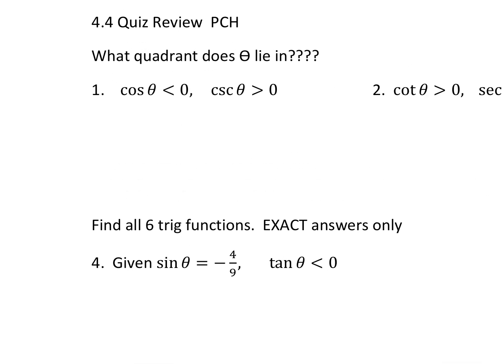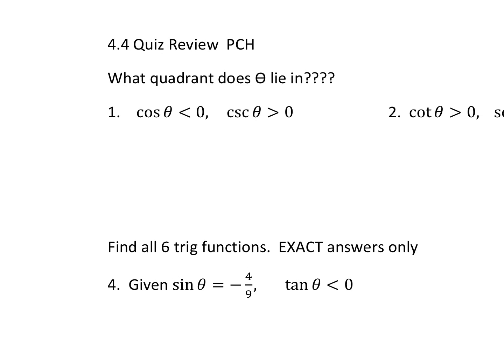So let's take a look at, we'll do a little bit of everything from the review. So let's look at number 1. To figure out what quadrant theta lies in, we have to know "all students take calculus." That tells us which quadrant each trig sign is positive. So all students take calculus. It says cosine is less than 0, meaning that it's negative.